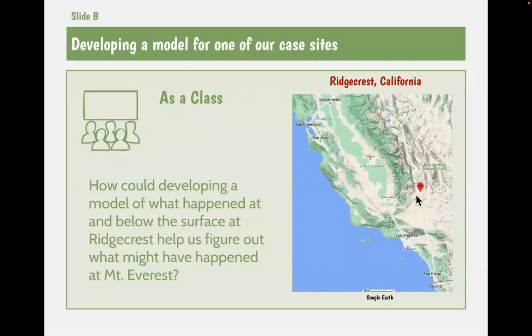So in class, we had a discussion. We agreed that they're both on land, Mount Everest and this earthquake, and they both had earthquakes. So they're similar in that respect. They're both on land. They both had earthquakes. So maybe if we can figure out what happened in Ridgecrest, it'll help us figure out what happened at Mount Everest.